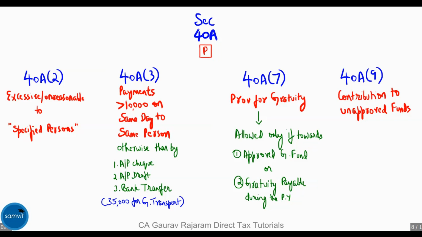The next subsection is Section 40A subsection 7. This is in relation to provision for gratuity. Provision for gratuity will be allowed only if it is made towards an approved gratuity fund or the gratuity has become payable during the previous year. 40A subsection 9 disallows any contribution to unapproved funds.